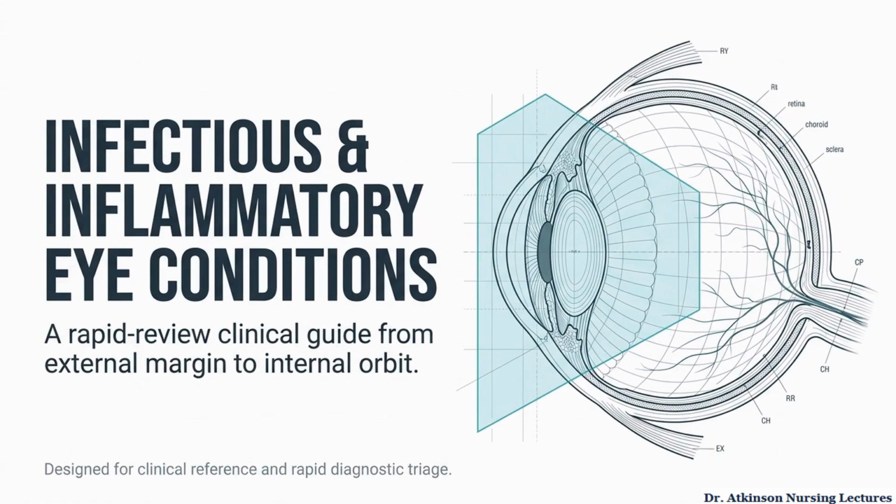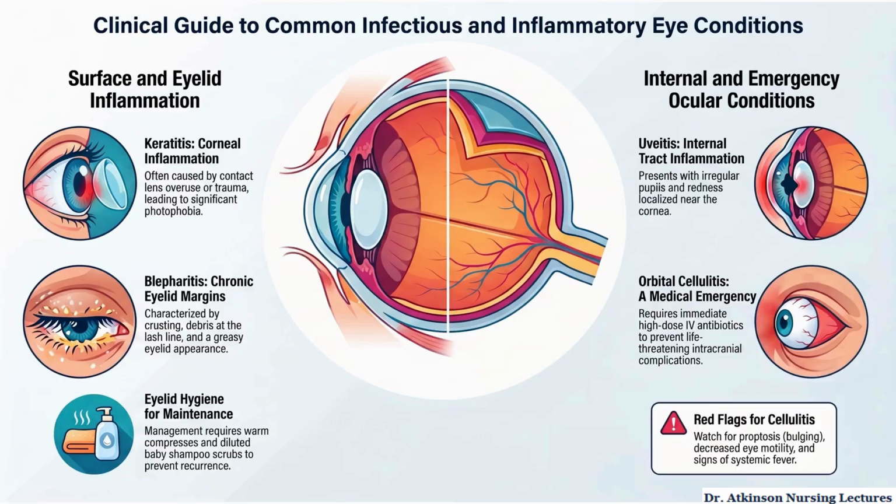Today we're covering infectious and inflammatory eye conditions, 4 conditions that move from the outermost eyelid margin all the way to the deep orbital tissues. Blepharitis, keratitis, uveitis, and orbital cellulitis. These range from a chronic nuisance to a life-threatening emergency, and knowing the difference is exactly what we're going to drill today. By the end of this lecture, you will know what each condition looks like, what the serious complications are, and what your management priorities are for each one.